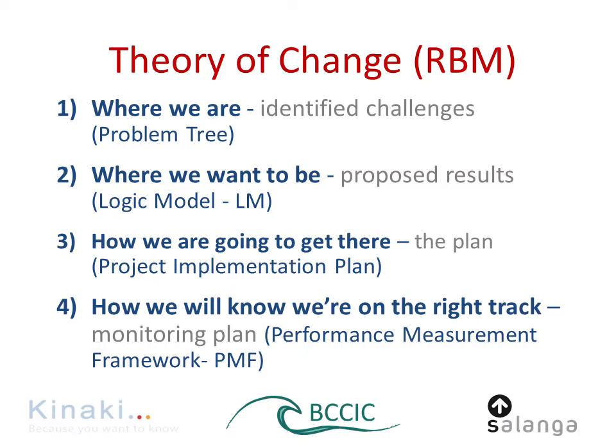The first stage is where we are right now, which means we try to identify challenges that exist in the community that the project is going to target. This may be a problem tree; there could be different tools to use, but the problem tree is one of the easiest examples that we can go through, and we will get into it in more detail a little later. The second stage is defining where we want to be, our goals, the achievements that we expect the project should have.